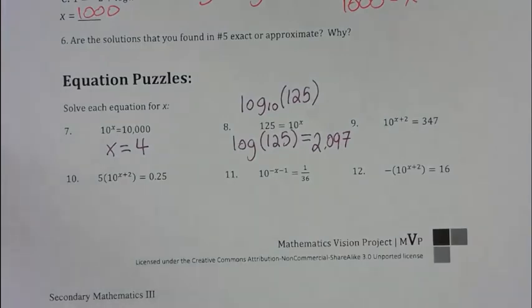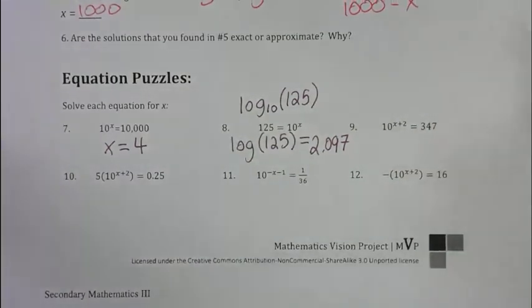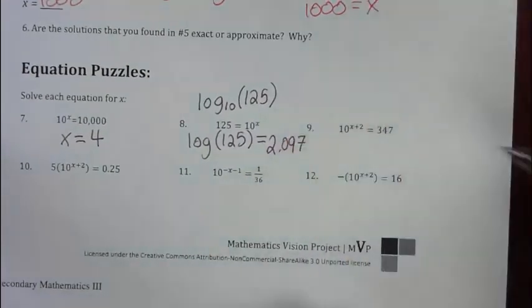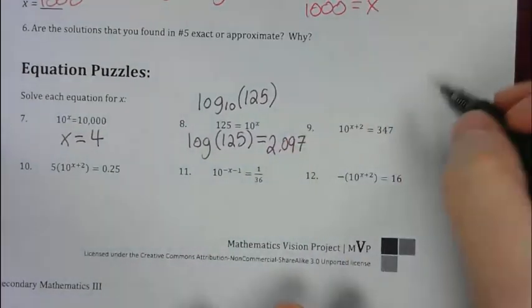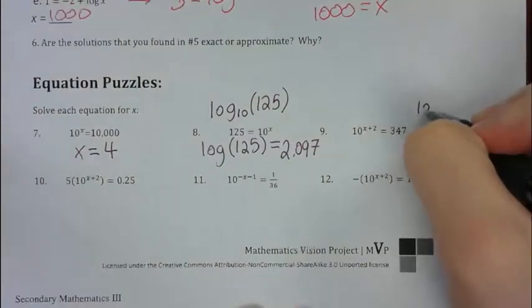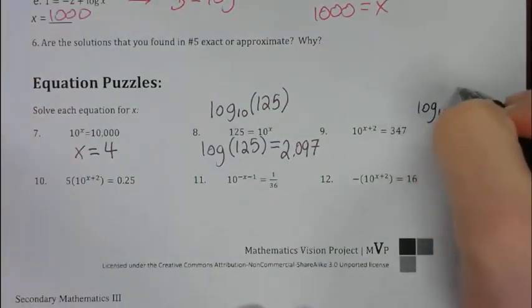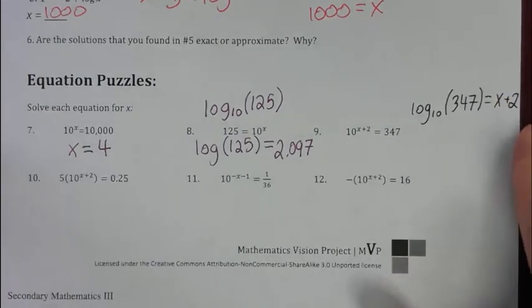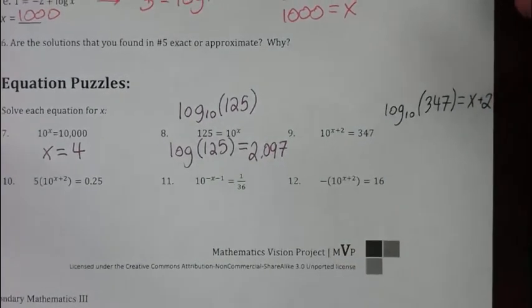And the third problem here on the front page that we'll do, 10 to the x plus 2 equals 347. So just like before, we want to rearrange it into logarithm form. So what that would look like would be the log base 10 of 347 equals x plus 2.